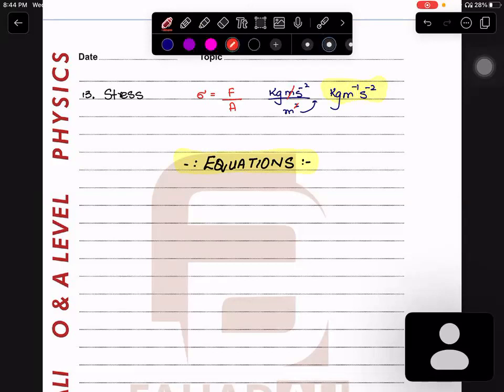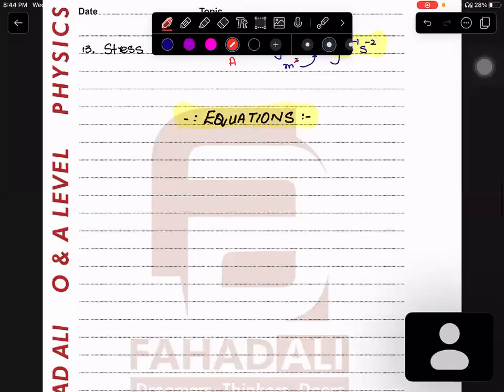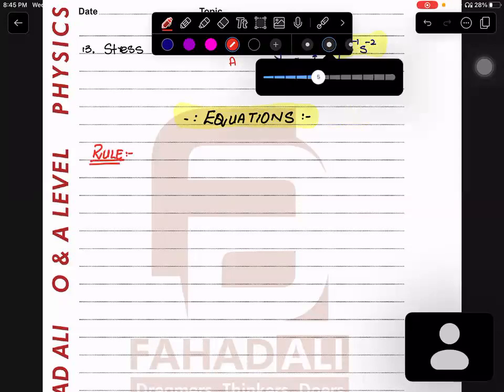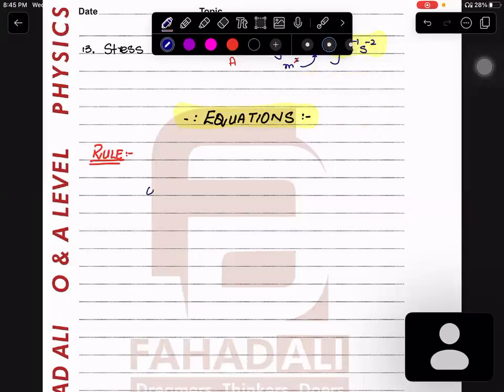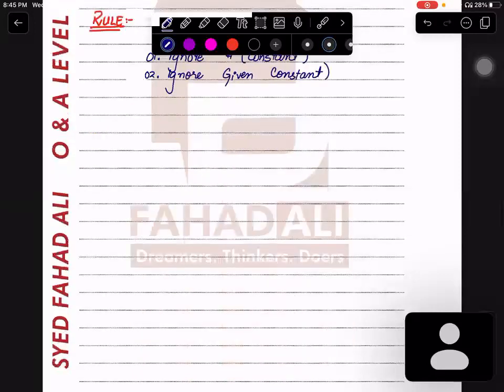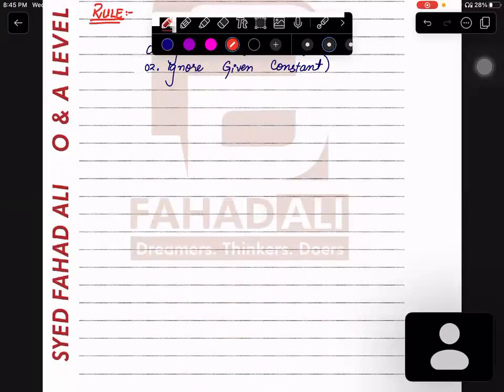When you are solving equations, there are two rules which you have to remember. Rule number one is you have to ignore a number, meaning constants. Number two, you have to ignore any given constant. What does this mean? Let's do a question from a past paper.